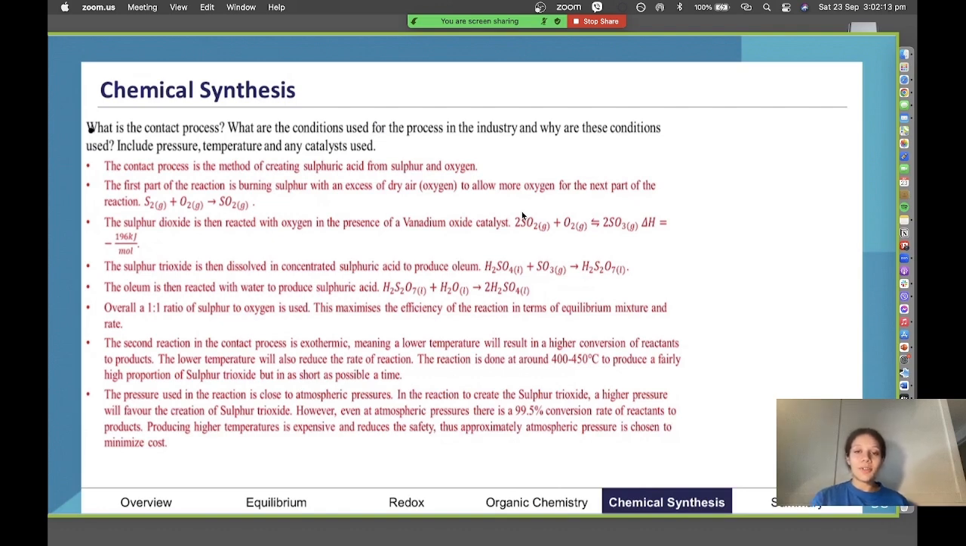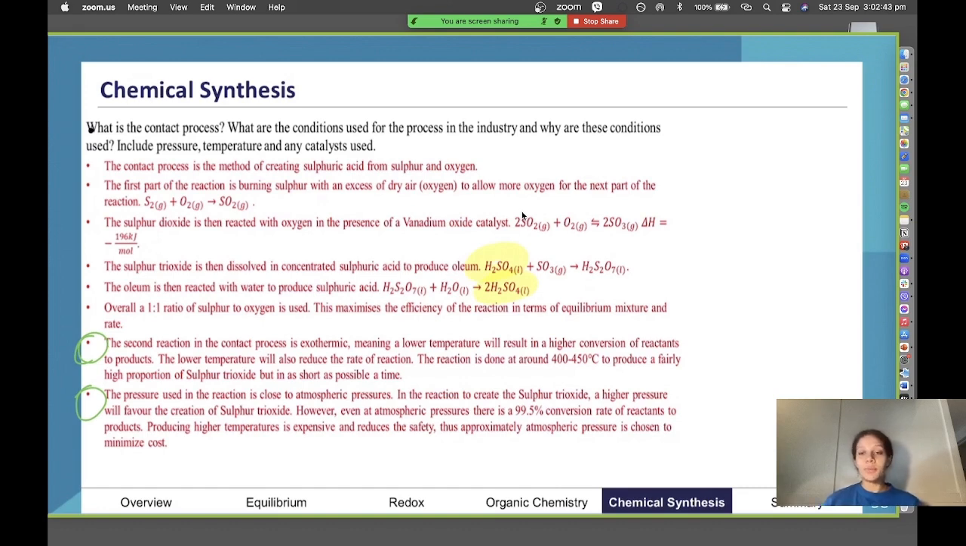So it's a bit ironic because we use sulfuric acid to produce sulfuric acid here. No, not here. Here and then here. But that's just part of the process. You end up getting more sulfuric acid out of it in the end. So overall, we have a 1-to-1 ratio of oxygen, and this maximizes the efficiency of the reaction in terms of equilibrium, mixture, and rate. But the two main dot points in terms of conditions that I'd focus on would be these two here. So the second reaction is exothermic.